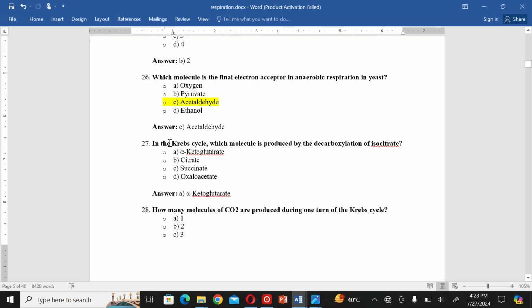The next MCQ is: in the Krebs cycle, which molecule is produced by the decarboxylation of isocitrate? A. Alpha ketoglutarate, B. Citrate, C. Succinate, and D. Oxaloacetate. So the correct option is A, alpha ketoglutarate.